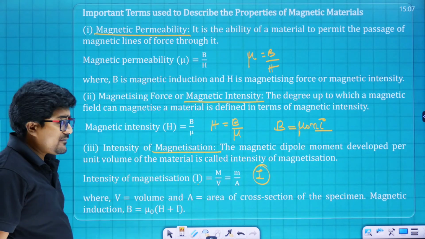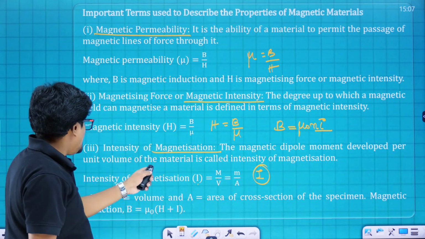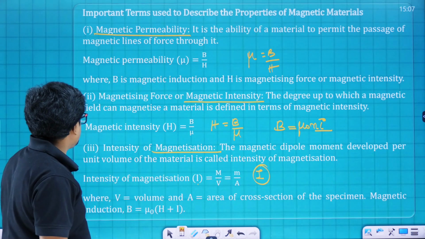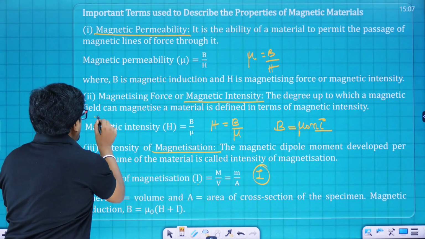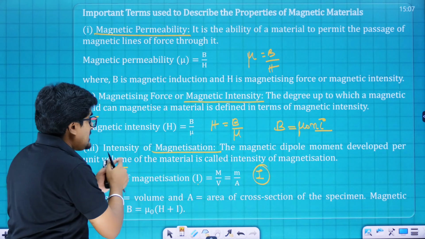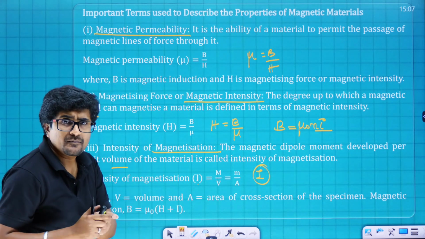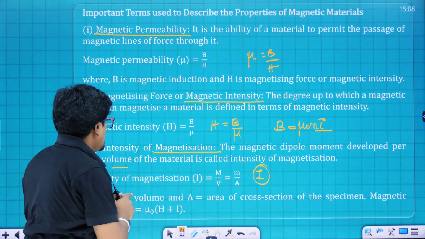Next is intensity of magnetization, that is B by mu. All right. Fine. Next is intensity of magnetization. Here this is intensity of magnetizing field. This one is intensity of magnetizing field, and here this is intensity of magnetization. Intensity of magnetizing field is basically H. And H is equal to n times I. N times I basically. All right.